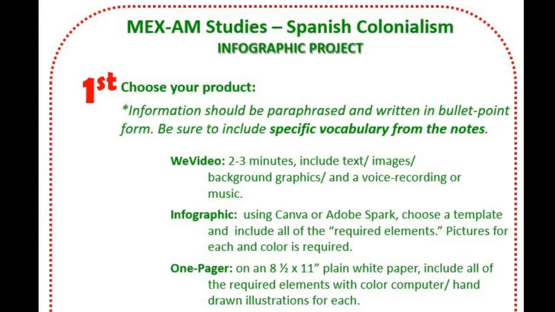First up is your product choice. The information that you will put on this project will be paraphrased and written in bullet point form. You are encouraged to include specific vocabulary from your notes. Your product choices are a WE video, a 2 to 3 minute video that includes text, images, background graphics, and a voice recording or music.